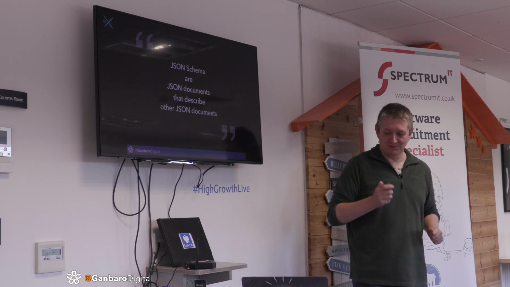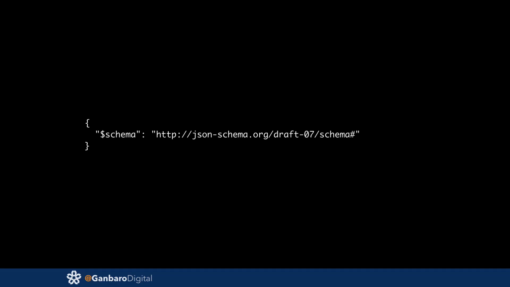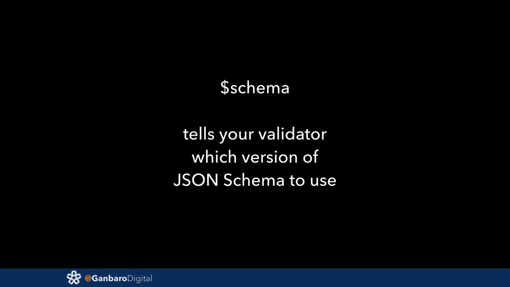Okay, so what does the schema look like? First of all, I apologize for the size of it, but we've got quite a bit to fit on the screen. Can you all read that? The slides will be up online after the talk as well. The first line of our schema is a keyword called $schema. What it does is tell our validator package which version of the JSON Schema spec we want it to use. Okay? There's quite a few versions, and I'm going to talk more about that before the end of the talk.